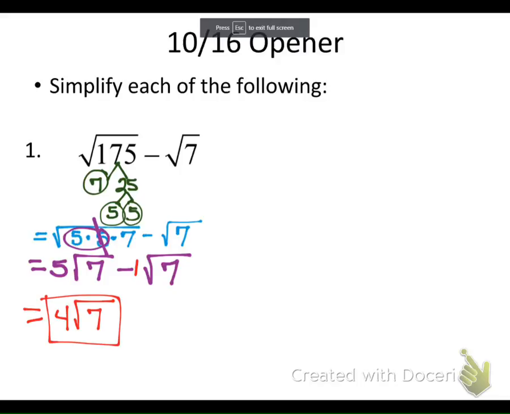How many of you guys got that? How many of you guys put 5 square root 7, because you forgot to put that 1 in there? Okay.